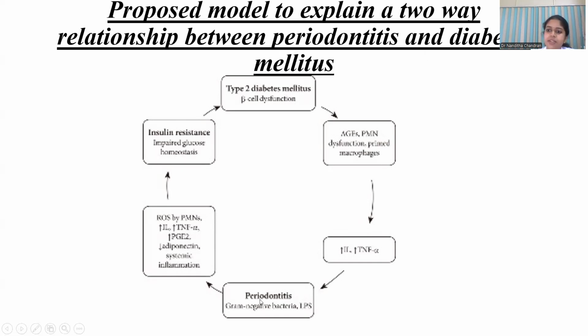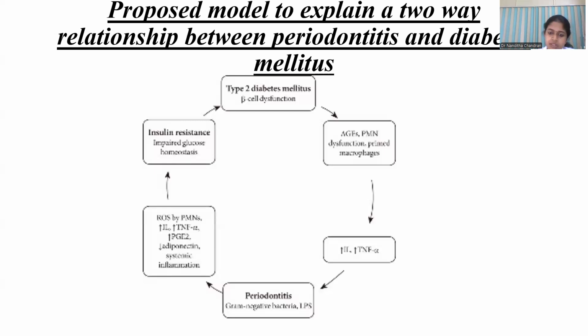Periodontitis is an inflammatory disease, we all know. So what happens when there is inflammation? There is increased production of inflammatory mediators like interleukins, tumor necrosis factor, prostaglandins, all these things. These inflammatory mediators will go and bind, causing a resistance to the insulin action. Inflammatory mediators will cause tissue resistance to insulin action.